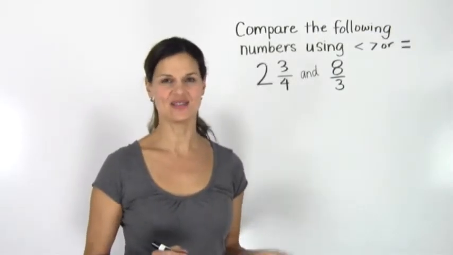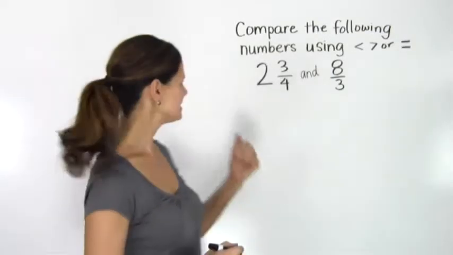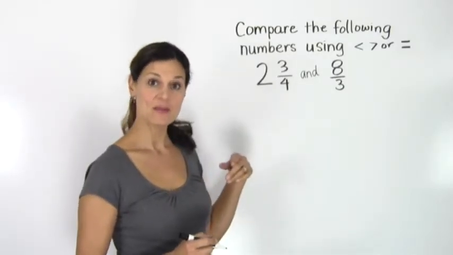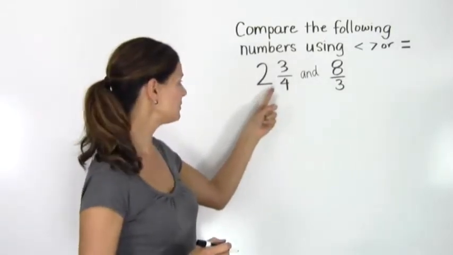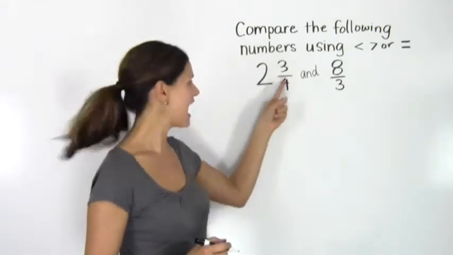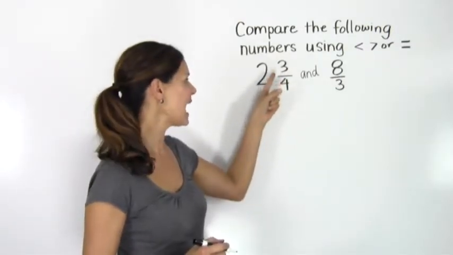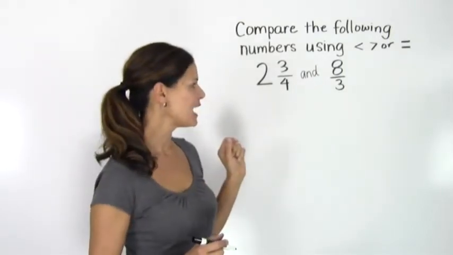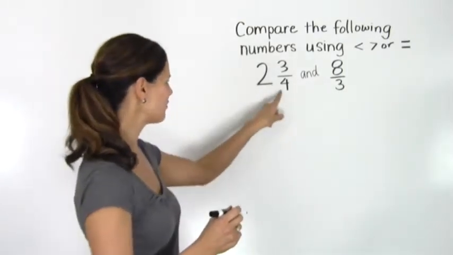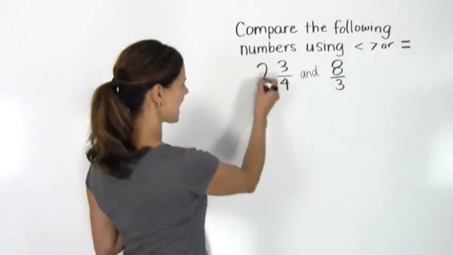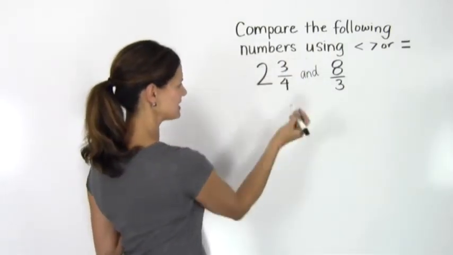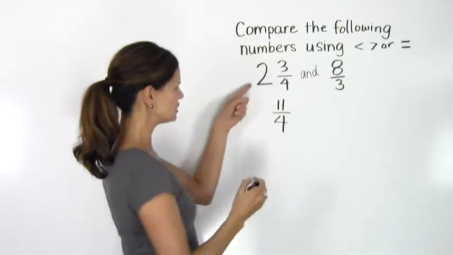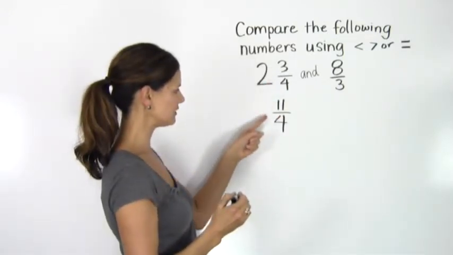Another way to solve the same problem would be to convert the mixed number to a common fraction by multiplying the whole number by the denominator and adding the numerator and then putting it back over the denominator of 4. So let's do that. 4 times 2 is 8. 8 plus 3 is 11. So we can convert 2 3/4 to 11/4.